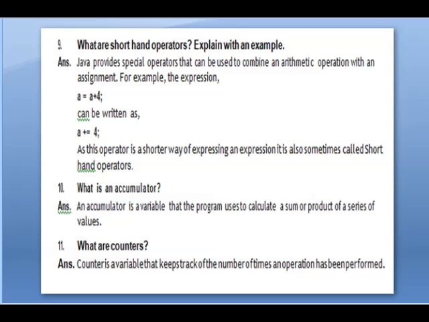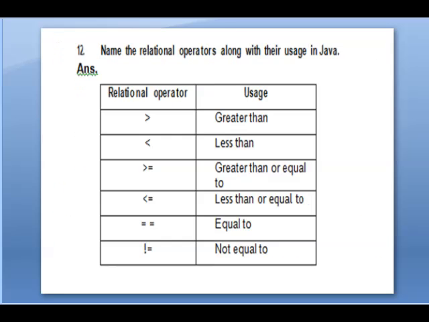Question number 10. What is an accumulator? Answer: an accumulator is a variable that the program uses to calculate a sum or product of a series of values. The next one is question number 11. What are counters? Answer: a counter is a variable that keeps track of the number of times an operation has been performed.